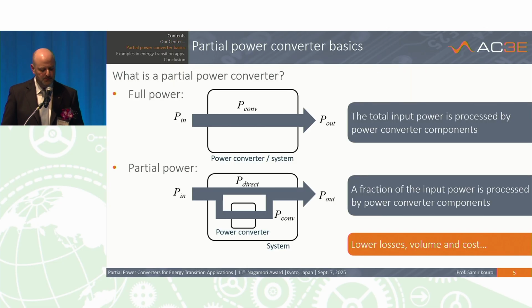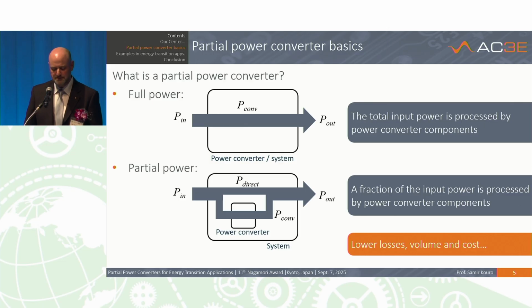So to understand what a partial power converter is, first have a look at a full power converter. A full power converter is a traditional power electronic circuit where power enters and power goes out. And because of that, we have some losses. This is very similar to the charger of your phone. So when your phone is charging, you feel the heat.